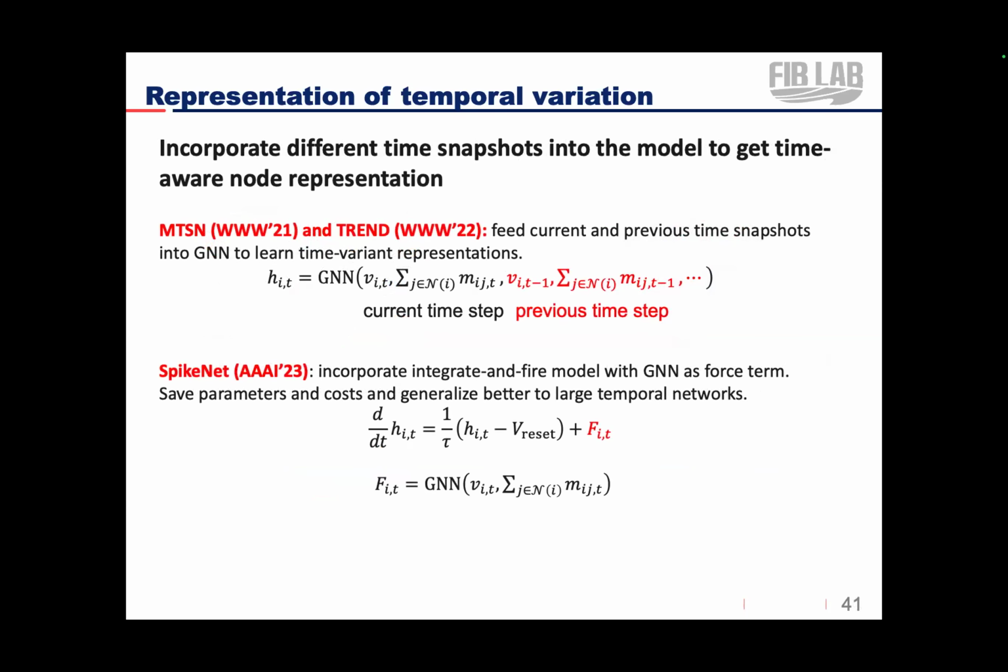There are also methods to handle these issues. For example, MSTN and Trend tackle this by feeding multiple time snapshots into GNNs and letting the model learn time-invariant embeddings. SpikeNet takes a different approach. Inspired by neural dynamics, it uses an integrate-and-fire model where GNN outputs act as forces driving state changes. This is efficient for large networks, reducing parameters while capturing temporal patterns.